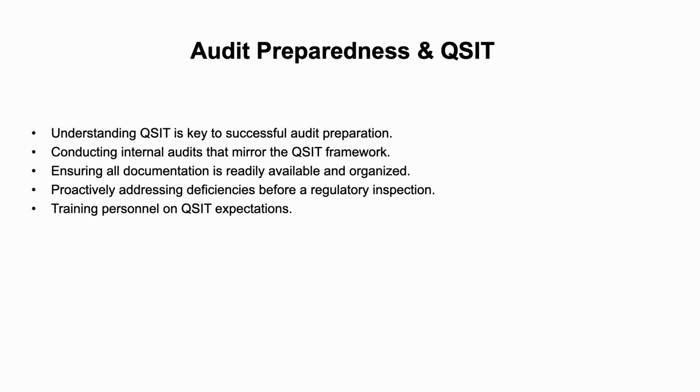A key component of this preparedness is ensuring that all documentation is readily available, organized, and complete. QSIT emphasizes the importance of objective evidence, so having well-maintained records for design reviews, CAPA investigations, and process validations is non-negotiable. It's also vital to train personnel on QSIT expectations. Employees at all levels should understand the importance of the quality system and their role in maintaining it. This includes knowing where to find relevant documents and how to explain their processes to an investigator.